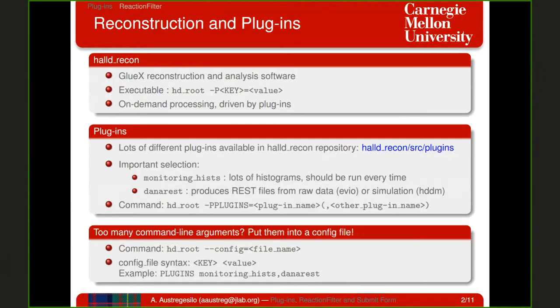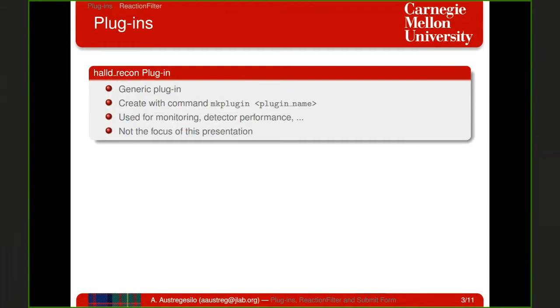Now, if you want to run many plugins and then maybe you have other keys and other values and you don't want to put them all into one long command line argument, you can also use config files. Here the command is not very different. It's hdroot -config and then the file name of the configuration file. But the syntax inside the configuration file is different from what I showed here. So as an example, if you again want to specify these two plugins, monitoring_hists and danarest, you just say the keyword PLUGINS and then a blank, an empty space, not an equal sign, but an empty space, and then monitoring_hists,danarest. Okay. That's it in a nutshell.